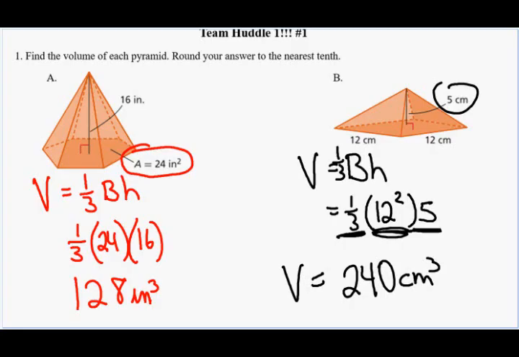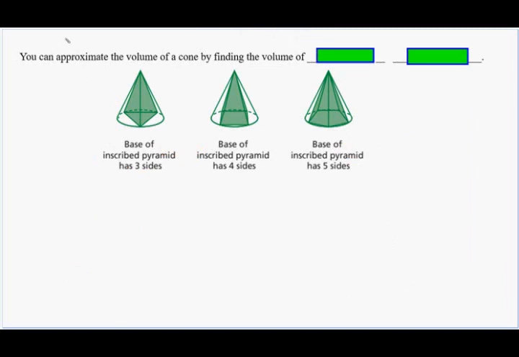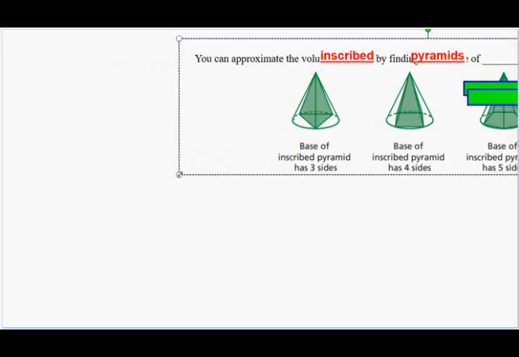Okay, so there was a little break and a little bit of practice. Let's get back to the lesson. We can approximate the volume of a cone by finding the volume of an inscribed pyramid. So let me make this picture bigger.